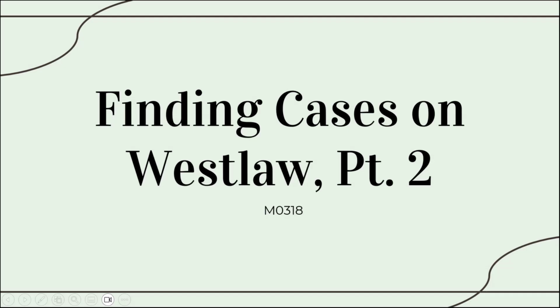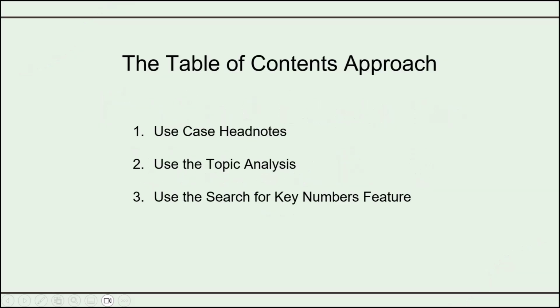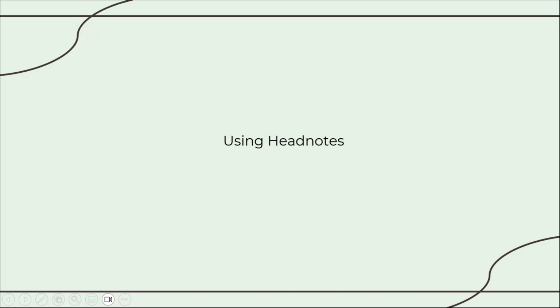In this video, we're going to talk about using the table of contents approach to finding cases. Now, there's actually three ways we're going to use the table of contents. First, we're going to use the case headnotes to get into the table of contents. Then we're going to use the topic analysis, and then we're going to use the search feature that's part of the topic analysis. So let's start with using headnotes.